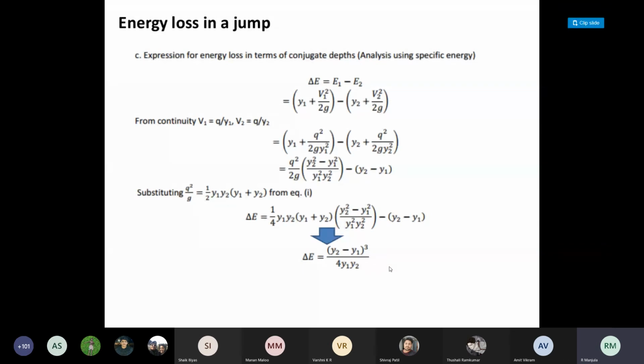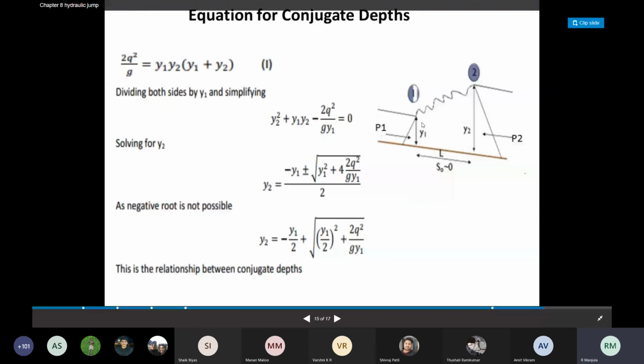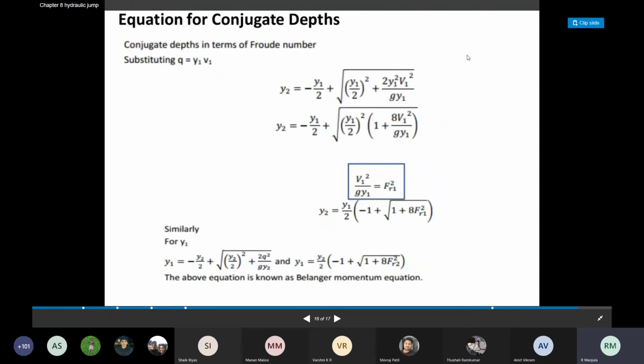Okay. Now how to find the loss of energy? Expression for the loss of energy in terms of conjugate depth. You know the two sections 1 and 2. So what is the loss of energy between section 1 and 2? That will be E1 minus E2. E1 is specific energy at section 1. E2 is specific energy at section 2.